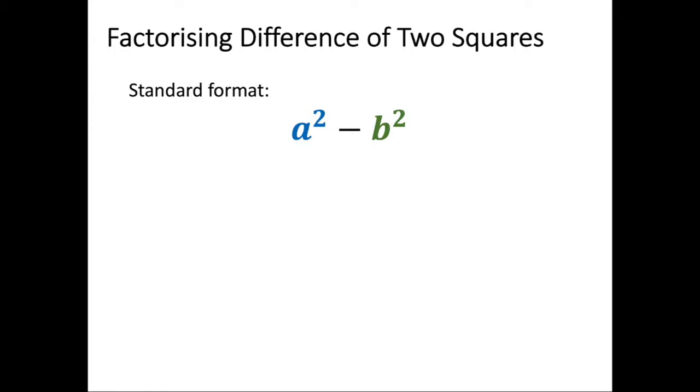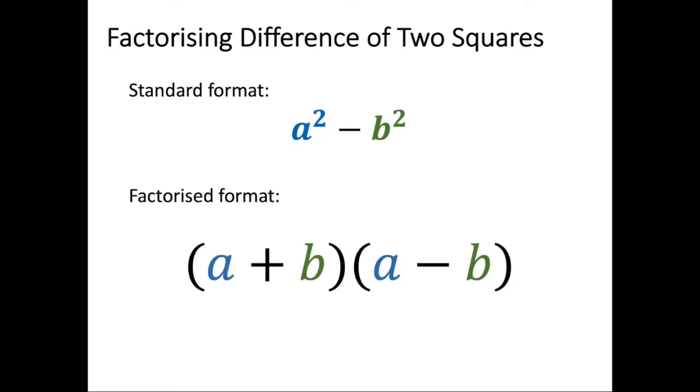So the standard form is a squared minus b squared. So the factorized form, when we're using the difference of two squares, is going to be a plus b and then a minus b in our two sets of brackets. At this stage, what is important for you to remember and to understand is that we can only use this method of factorization if it is a subtraction. So if it was an addition in our original expression, we cannot use this method to complete the factorization. It has to be a subtraction. And when we write our answer, it's going to be a plus b, a minus b.